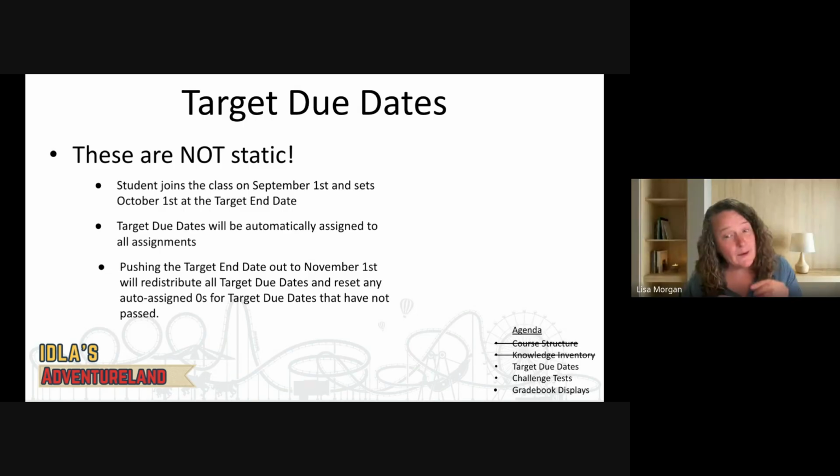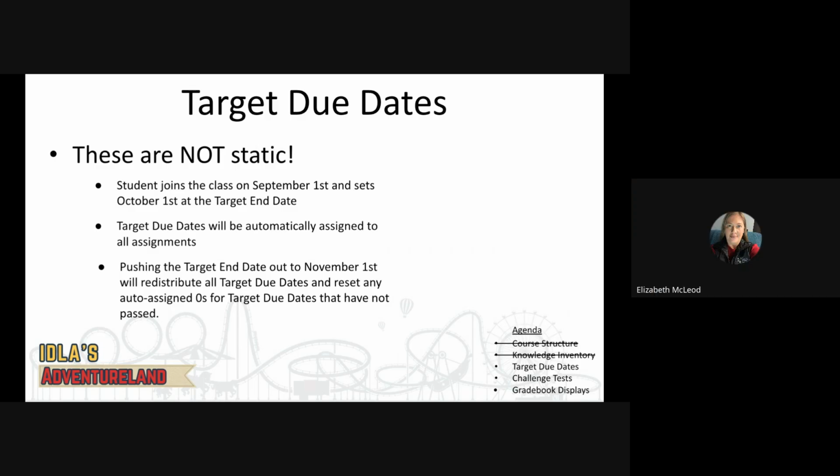No, nope. The students get input on two items. The first is when they want their course to end. And the second is what days of the week they want assignments due. With those two pieces of input, the system automatically assigns the rest of those target due dates. Okay, cool. So then if they don't match those, then it gives them a 0. Correct. Okay, so there's nothing that we really have to do. Exactly. Yep.